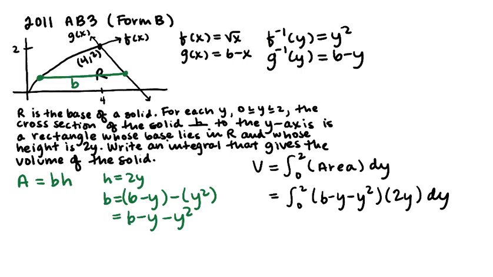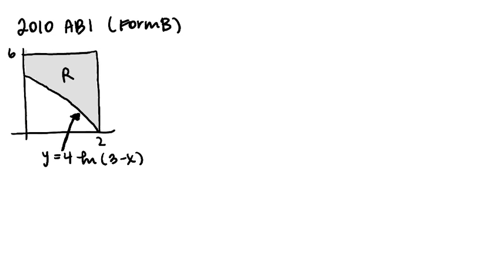And I think that's going to do it for the volumes with known cross sections. Actually, hold on. There is one more that I'd like to show you. From 2010 Form B, the first one, this is a calculator question. I was talking about just one of these regions. The first part of the question was find the area of R. That's not too hard. Integrate top minus bottom, so integrate 6 minus 4 log of 3 minus x from 0 to 2. Use the calculator for that. That's really friendly to us. We would love to see a question like that.